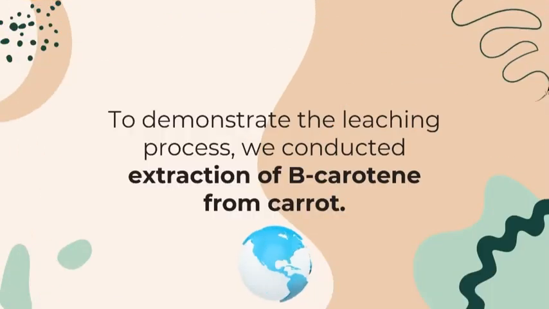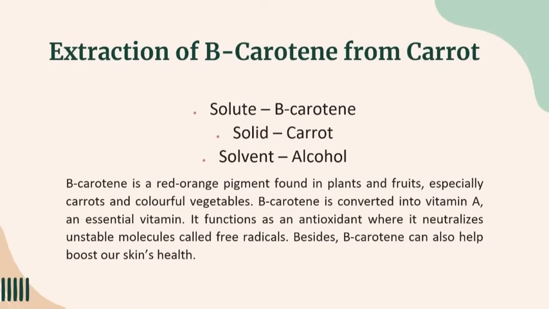To demonstrate the leaching process, we conducted an experiment called extraction of beta-carotene from carrot. In the extraction of beta-carotene from carrot, the solute is beta-carotene, the solid is carrot, and the solvent that we use is alcohol, which is isopropyl.